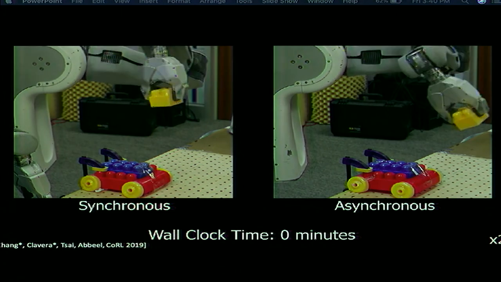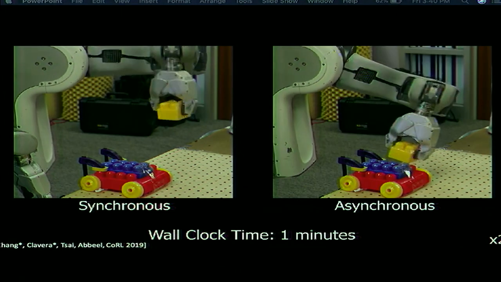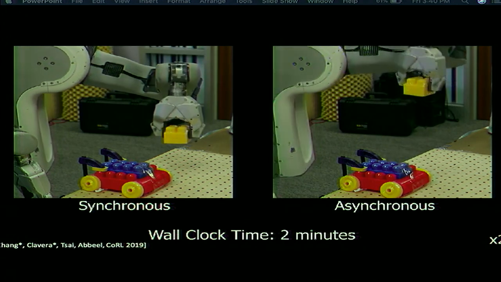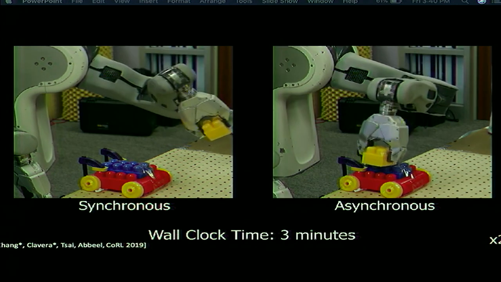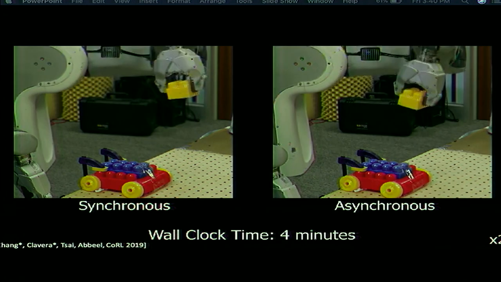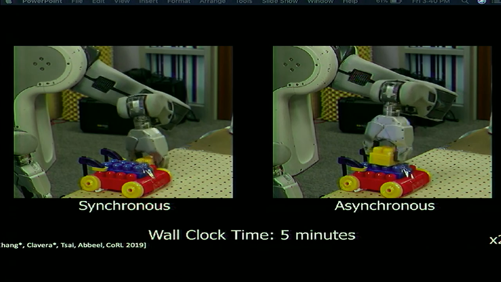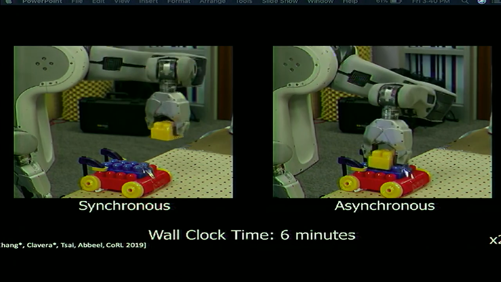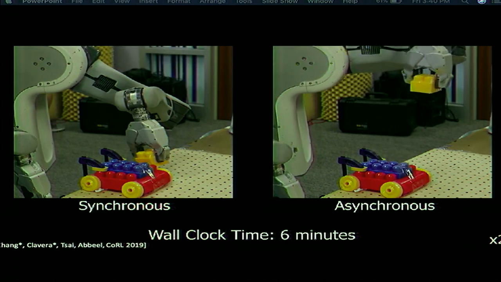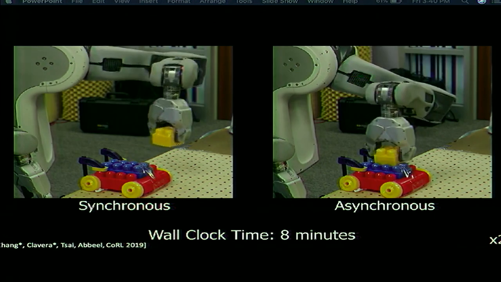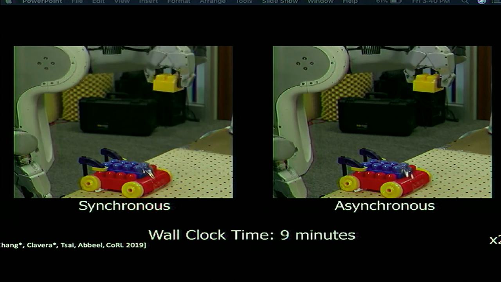We finally tested it on tasks similar to the ones we had before. On the left and right, it's the exact same algorithm: one is the asynchronous version, and the other one is the synchronous one. This is real time. This is what was actually happening during learning. There is no stopping, as in the other video. And we see that in under 10 minutes, it's able to perform the task.